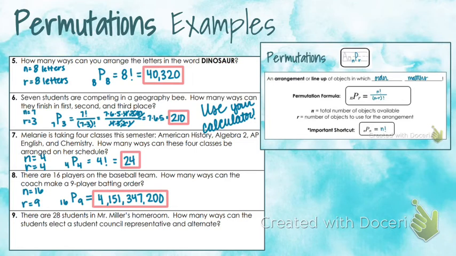All right, the last example for permutations is there are 28 students in Mr. Miller's homeroom. How many ways can the students elect a student council representative and alternate? All right, so they are choosing from 28 students. They are going to choose 2 of them. They want to choose a representative and an alternate. So this will be 28P2, which is going to equal 756 different possible pairings of students.